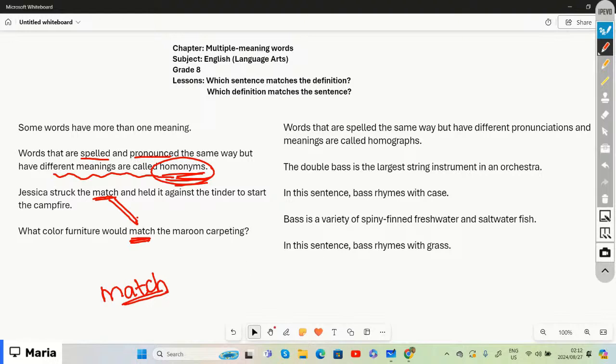All right. And then we have words that are spelled the same way, but they have different pronunciations, meaning it doesn't sound the same. And the meanings are also different. So words where the spelling is the same, but they have different pronunciations, as well as different meanings, we call them homographs.